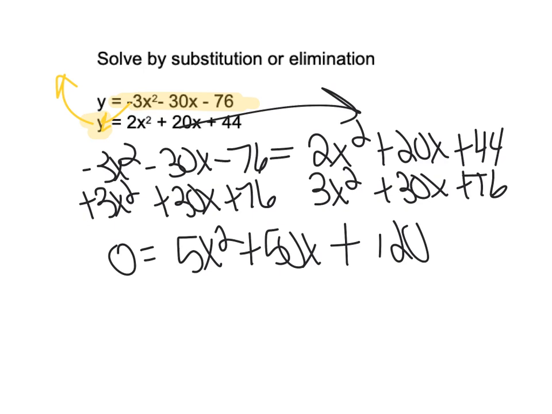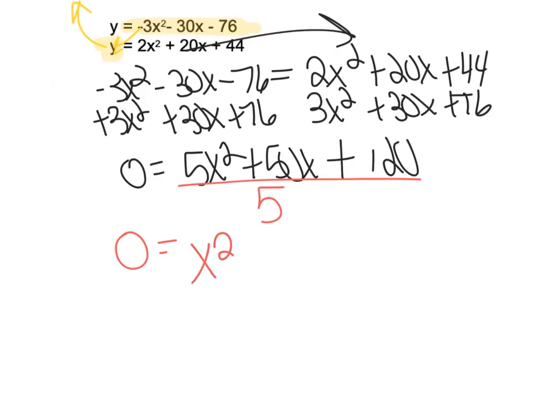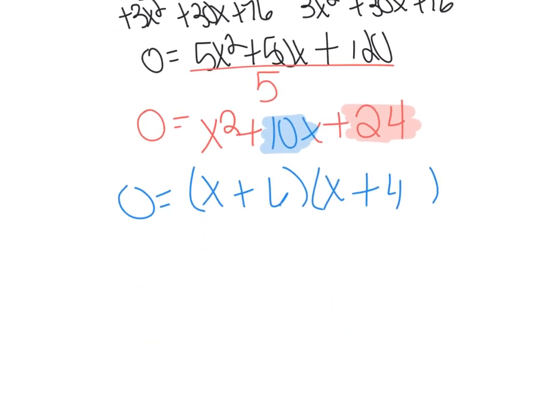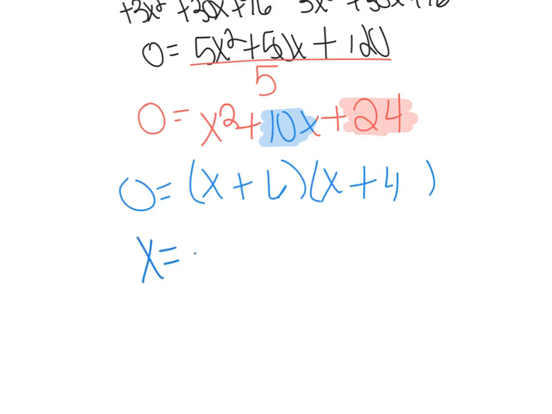First thing I look for is, can I take out a greatest common factor? In this case, I can take a 5 out of everything. So I get 0 equals x squared plus 10x plus 24. 120 divided by 5 is 24. Okay, so then I'm thinking, is there a factor pair of 24? They multiply together to be 24, add together to be 10. In this case, it would be 6 and 4. So I would have x plus 6 and x plus 4, which means the two places where it crosses are at x equals -6 and x equals -4.